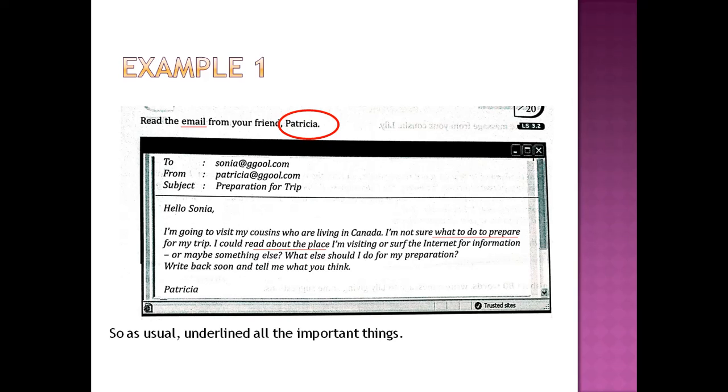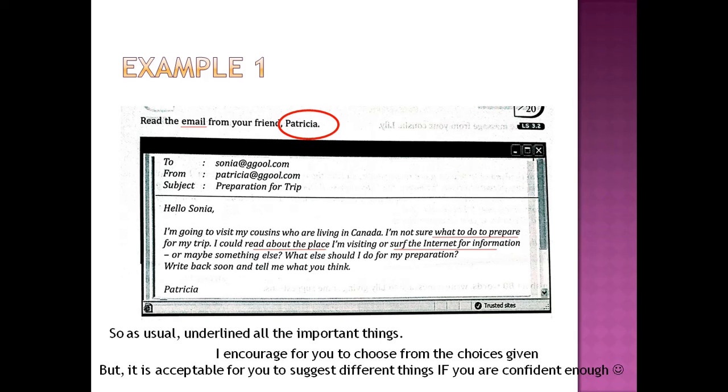Okay, and then we underline the other one. I'm going to visit my cousin who is living in Canada. I'm not sure what to do to prepare for my trip. I could read about the place I'm visiting or surf the internet for information. So I encourage you to choose from the choices given. So there are two choices there: read about the place or surf the internet for information. Okay? So it is either of the two. I encourage you to choose from the two choices there.